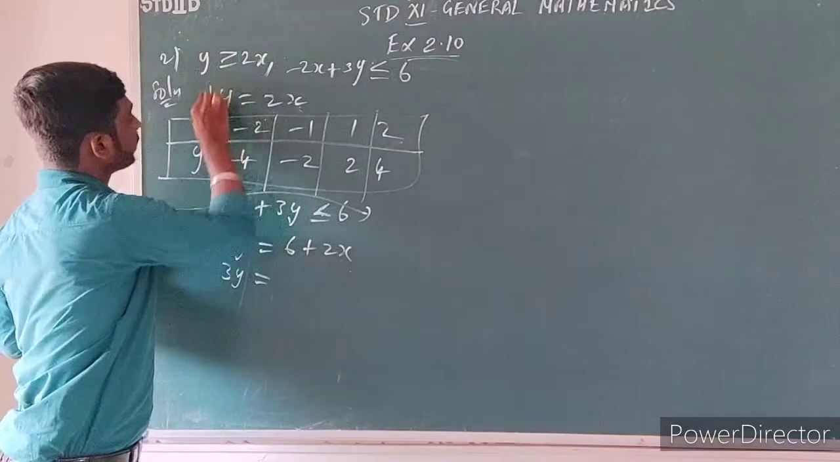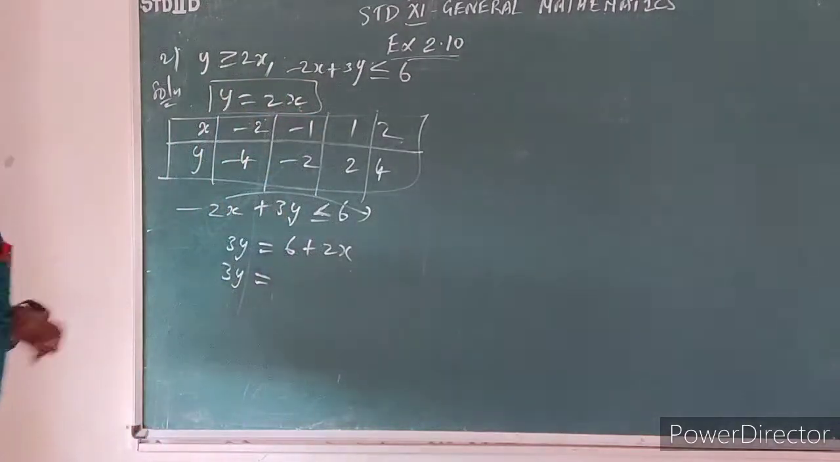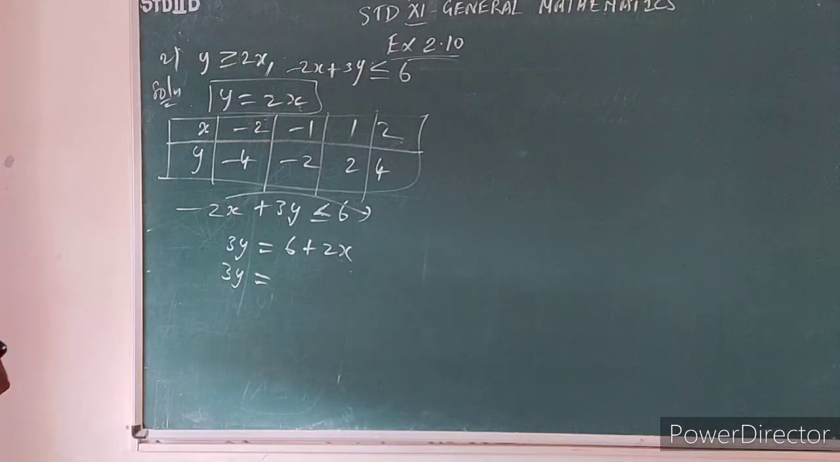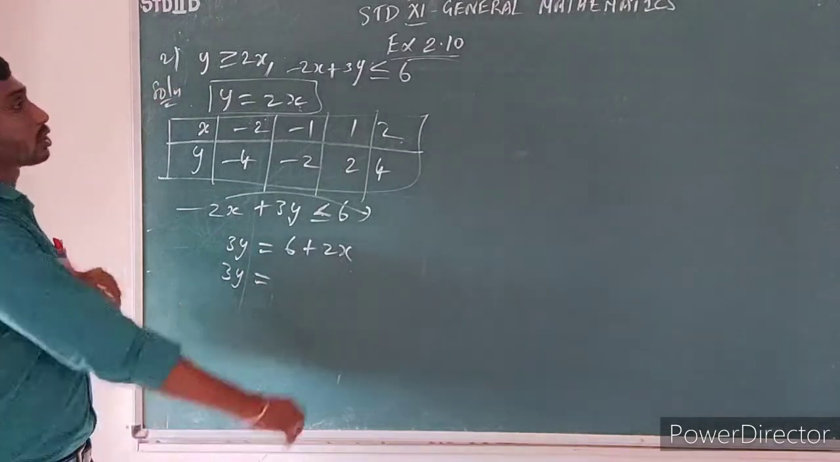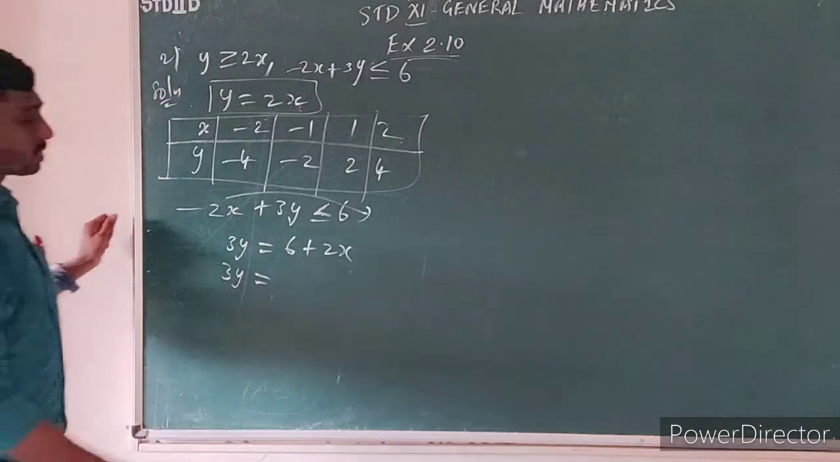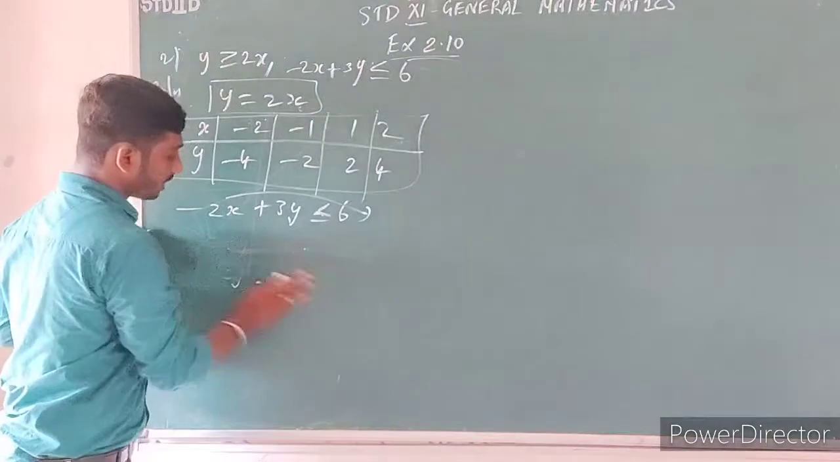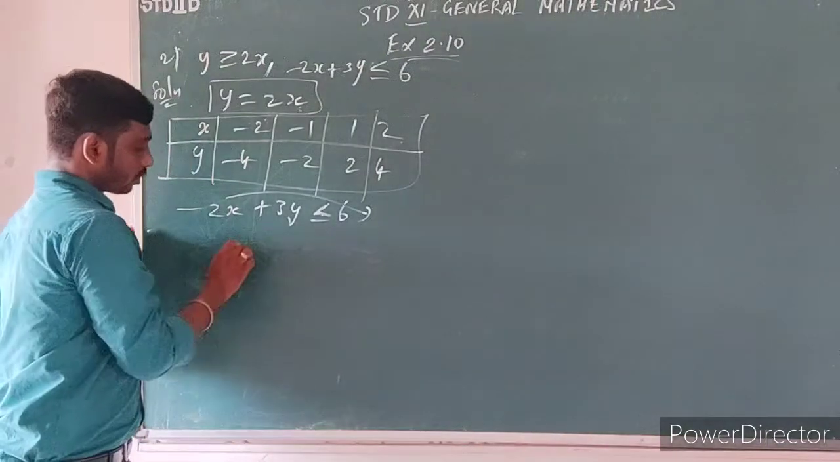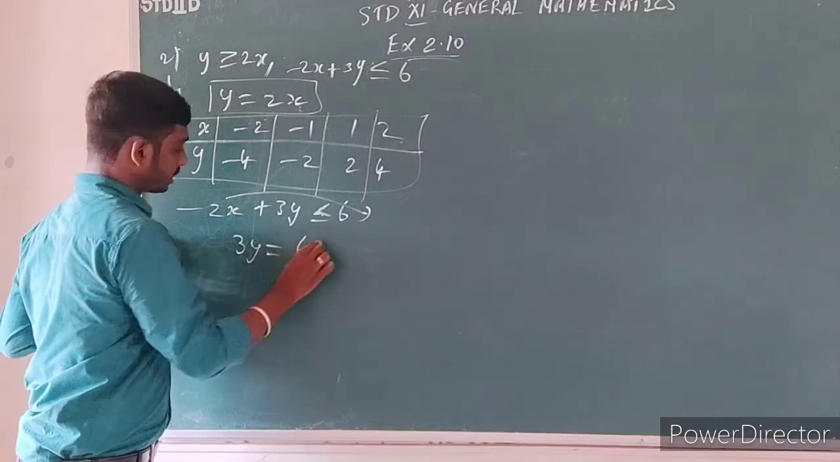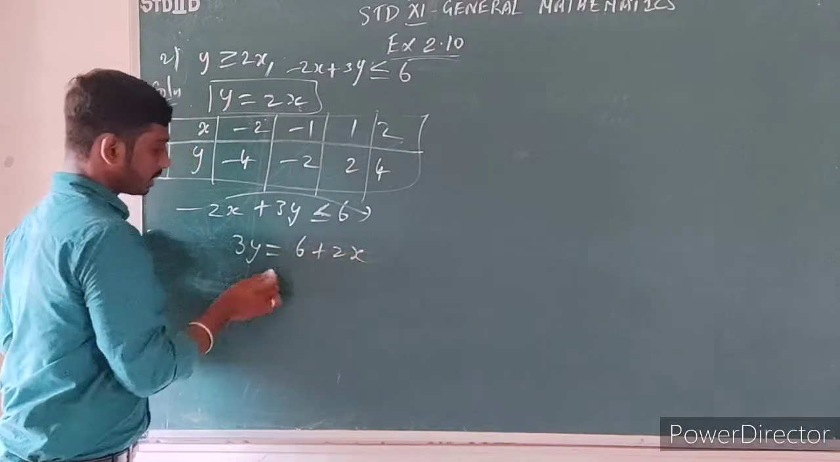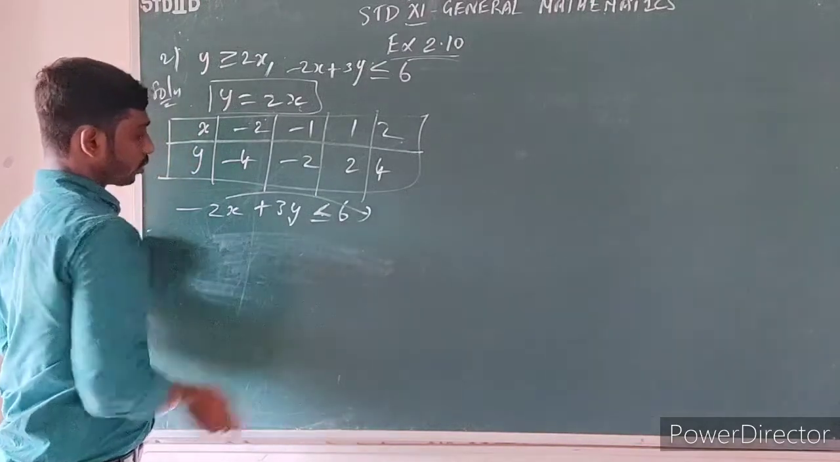Okay, we know the y value. What is the y value? That will be 2x here. No need to substitute this one. That will be a separate equation, and this one is also a separate equation. In this question we are solving like this. 3y equal to 6 plus 2x. Then so we need to draw like this.